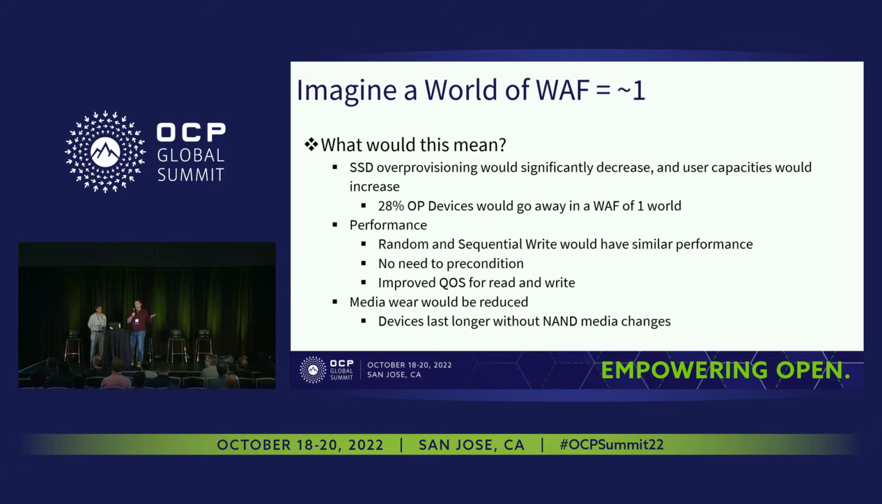The other way of looking at this is, in a world where all write workloads had a WAF of 1.0, what would that mean? The OP in the drives would go away, or at least drop substantially from the 28% example previously, giving you extra bytes per drive. And the random and sequential writes would have similar performance.